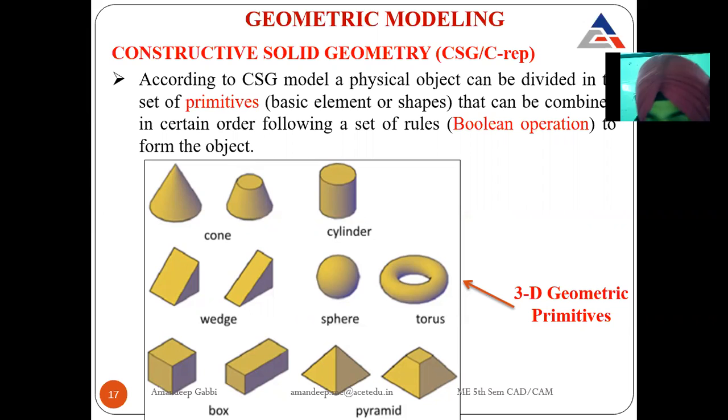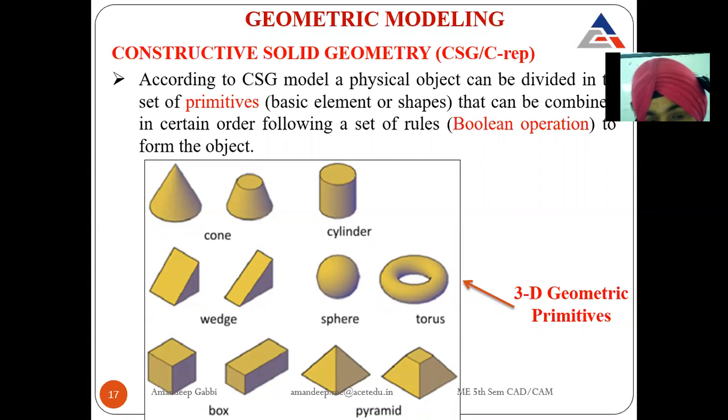What do you think about primitives? Primitives are basic shapes that are already available in our CAD software. A cone is available, a frustum of a cone is available, a cylinder is available, a wedge shape is available in some of the CAD software. A sphere is available, a torus is available. These come under the category of primitives. So what constructive solid geometry tells us is that you need to combine these primitives to form a new solid using Boolean operations. What Boolean operation is, let me discuss in the next slide.